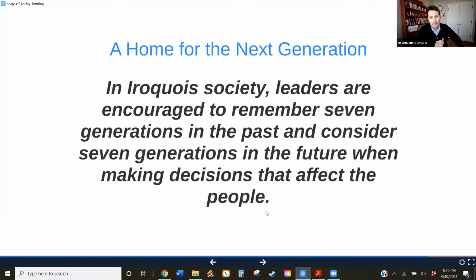So I like to end with this quote. In Iroquois society, leaders are encouraged to remember 7 generations in the past and consider 7 generations in the future when making decisions that affect their people. And as I touched on before, when you're buying a home, I like to recap and let folks know you're not just investing in yourself. What you're doing is actually creating that path forward and making it easier for not just you, but for your family or your kids and the next generations on building wealth. And it's an exciting and very cool thing. It's something that everybody should look into, and I think should make that step and invest.